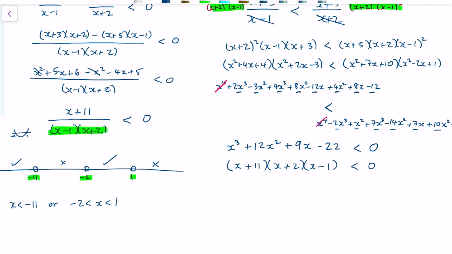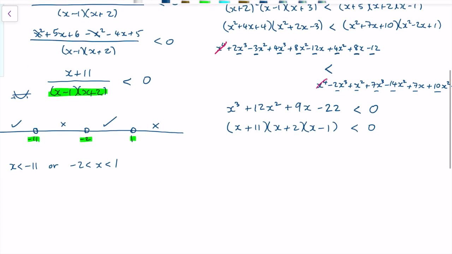I can do a quick check on the sum of the roots. The roots add to minus 12. Minus 11, minus 2, plus 1 is minus 12, and the product of the roots is equal to 22, and the minus 22 constant term there verifies that. So that looks good, but you can expand it to check if you want.